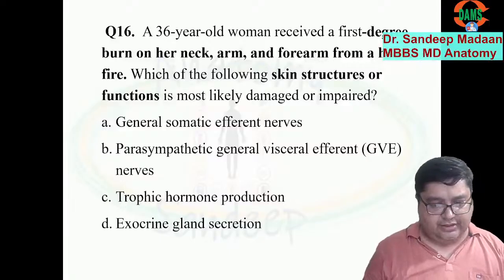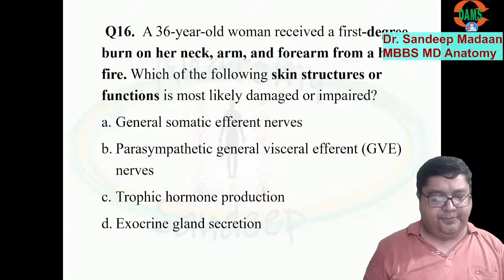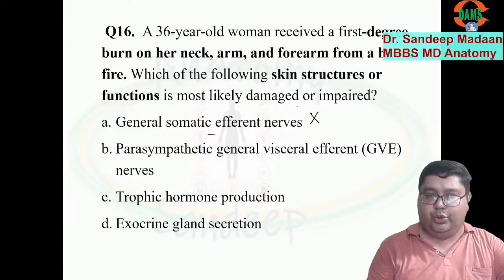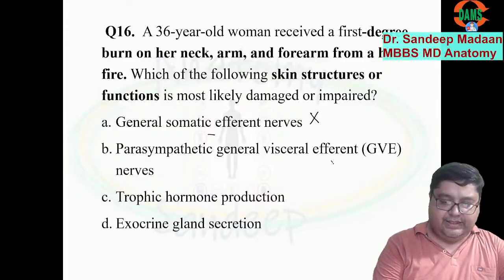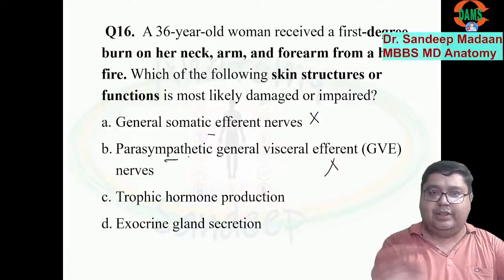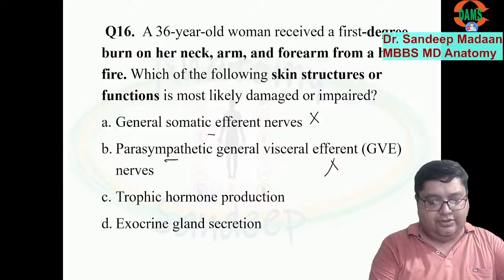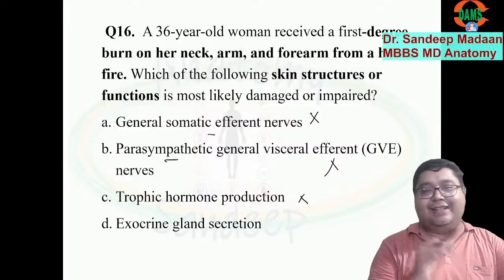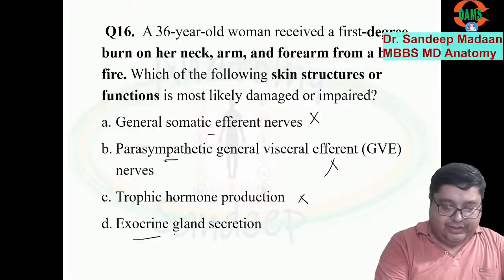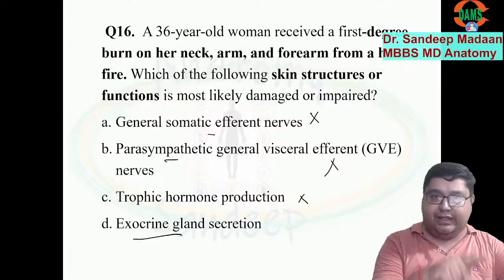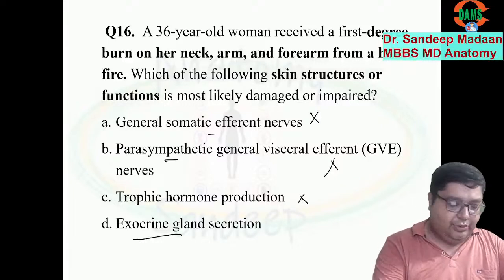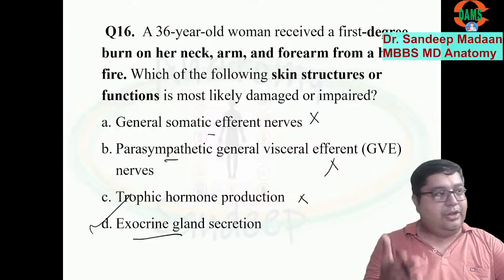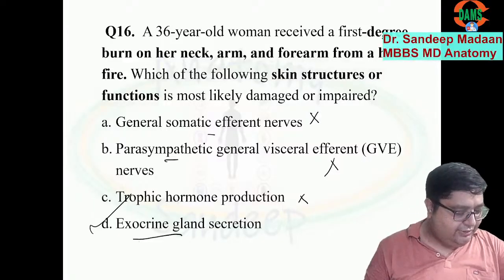Now this question, the patient burned the skin. Skin does not have any GSE nerve. No GVE is present. Parasympathetic has nothing to do with the skin. And skin does not have any trophic hormone production. So A, B and C do not even exist in the skin. But do we have the exocrine gland? Yes, we have 2 type of glands, sweat gland, sebaceous gland. And both are present, those will be gone. So what is present will be affected. Those are not even present. How will they be affected? They will not be affected, correct?